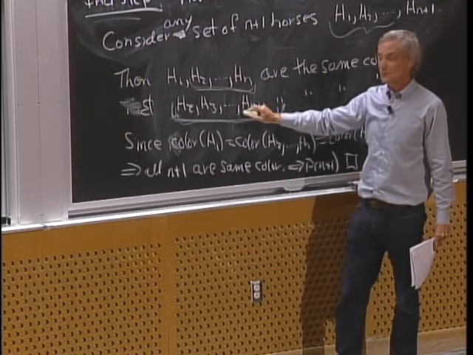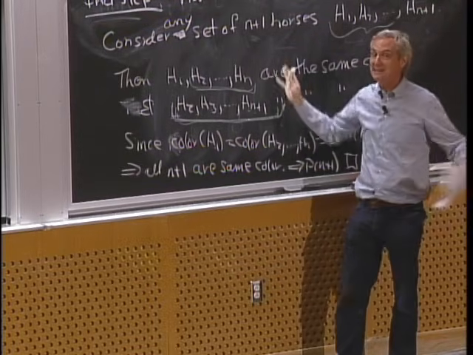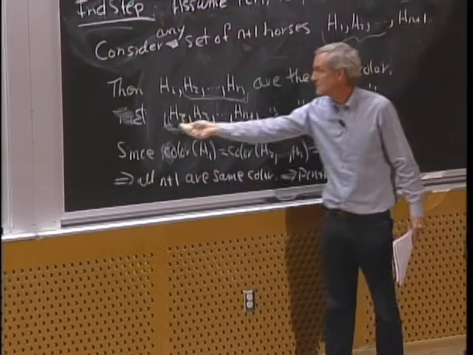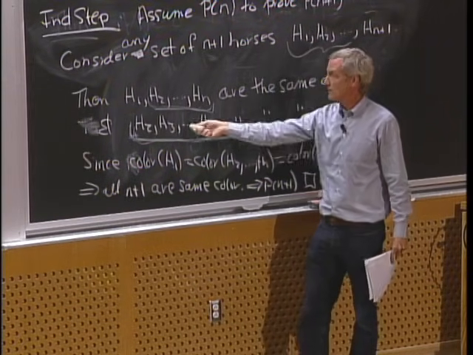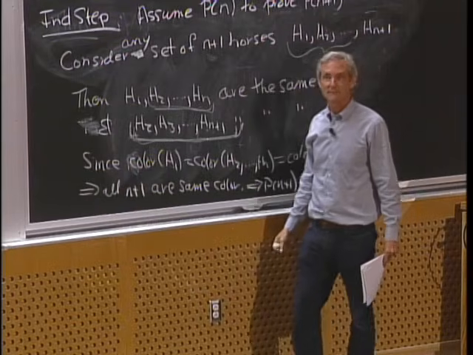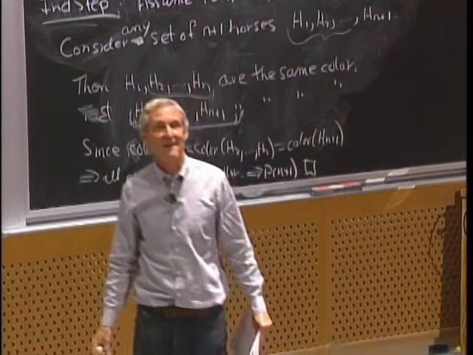N. So I can apply P of n to this set just the same as that set, because P of n is any set of n horses. Well, I'm picking this one now and applying Pn to it. And so therefore, they're all the same color. Yeah? H1, H2, dot, dot, dot.